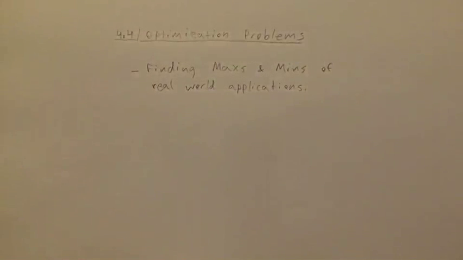Alright class, today we're going to talk about section 4.4, which is on optimization problems. And this is basically taking all of our max-min ideas in calculus and actually applying them to real-world problems. So you can think of, for example, a very simple example you've probably seen before. If you fire a cannonball into the air, you could use calculus to find where the maximum height of the cannonball would be.